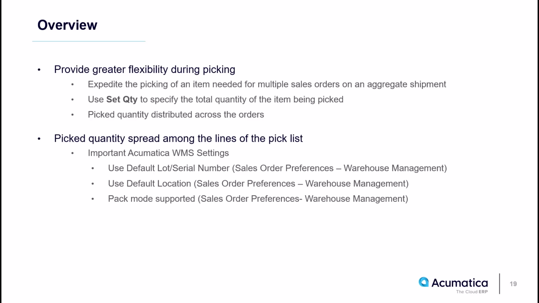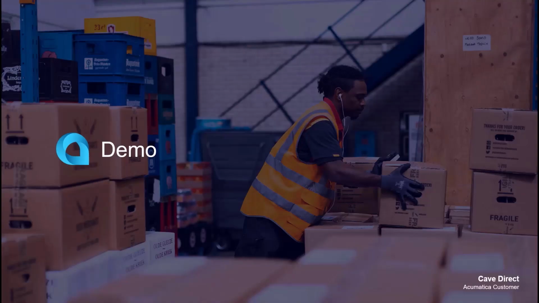For serial tracked items, when the option is not selected, each serialized item must be scanned separately. When selected, the quantity can be spread among the lines in the location. If the use default location is selected, the lines of the item are aggregated, ignoring the location. Pack mode is also supported. Pack mode can be used to pick into the box where the picking and packing are done at the same time. Now let's have a closer look at this feature with a demo.